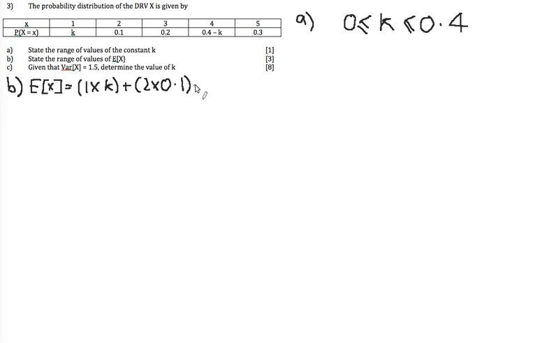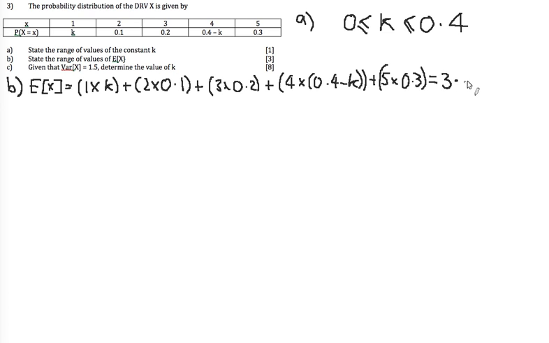So as always with the expectation of x, show the summation of your probabilities and x values multiplied together. So 1 times k, plus 2 times 0.1, plus 3 times 0.2, plus, remember with this one, we're still going to use 0.4 minus k, we're going to get an expression, and then plus 5 times 0.3. Now, when you work through this, when you expand this, what you'll find is that you get an expression which simplifies to give us that the expectation of x is 3.9 minus 3k.